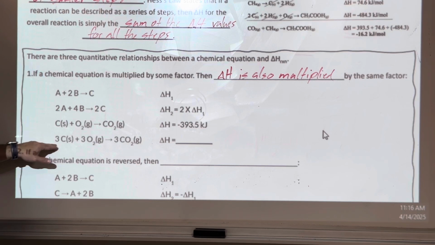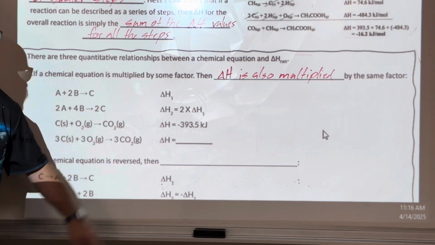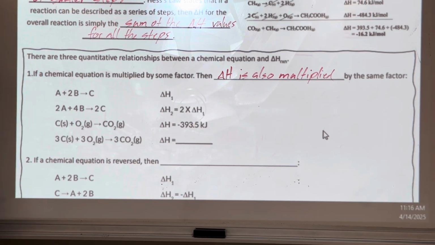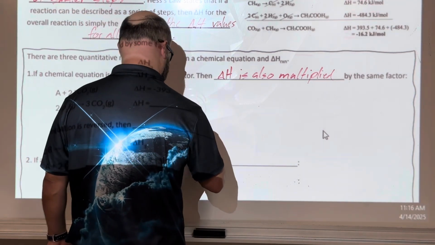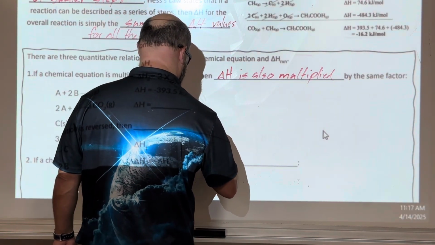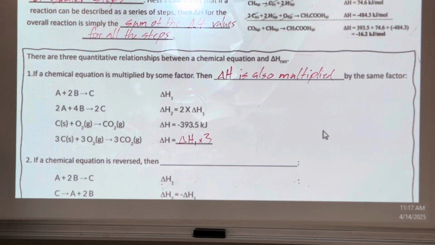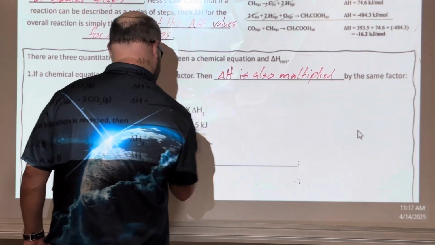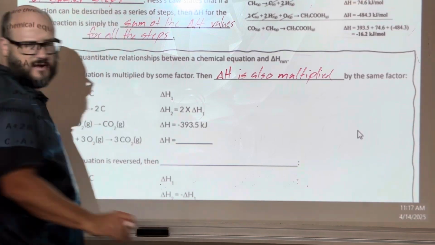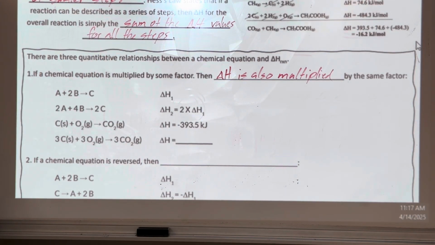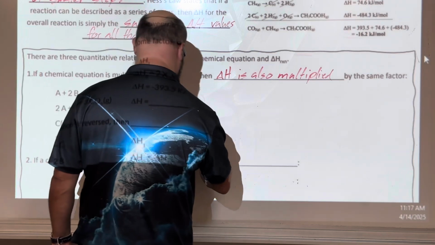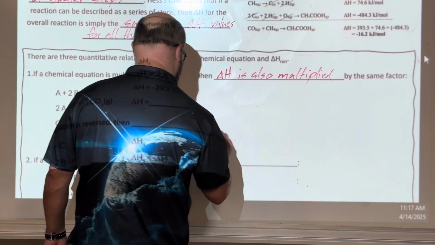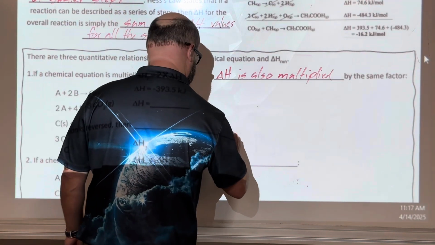You keep adding things, you've got a 3 here, 3 here, 3 here, delta H will be delta H1 times 3. In this case, it's a negative though. So let's write that. It would flip the sign to, let's see, positive 393.5. No, I forgot my kilojoules.